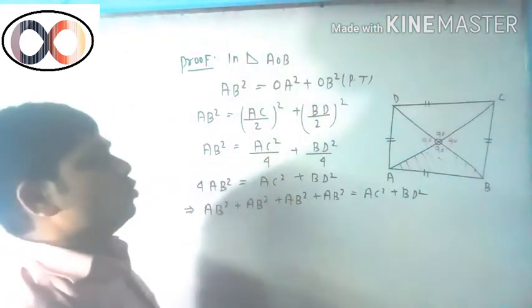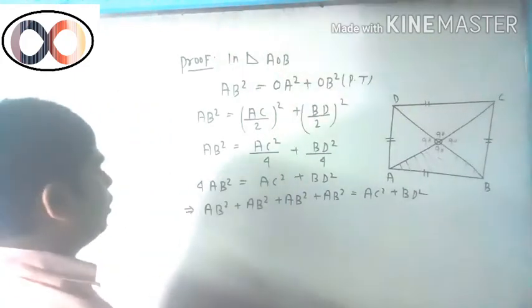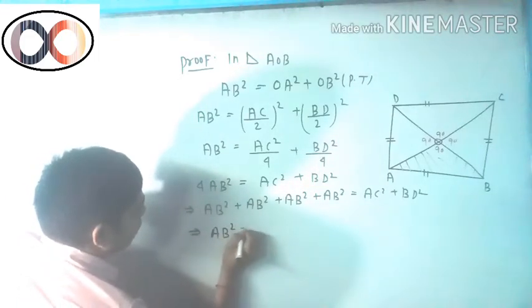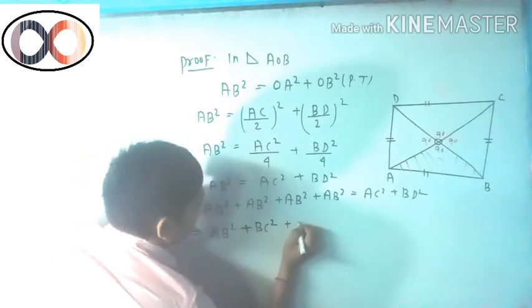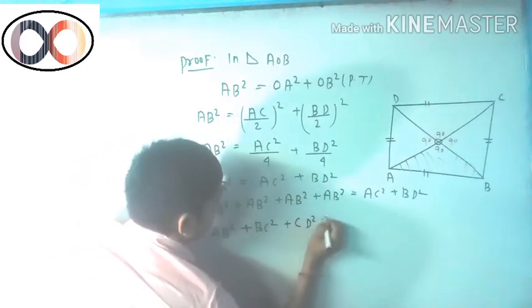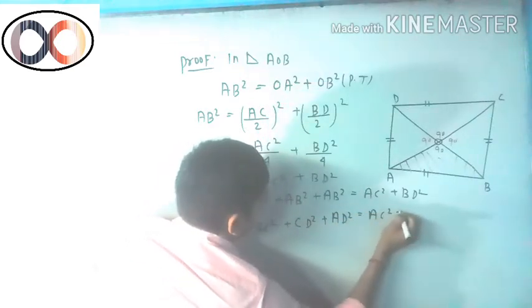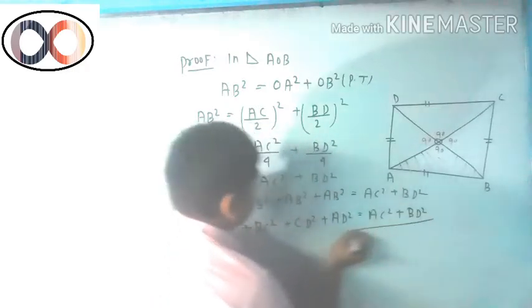So AB is equal to BC, and AB is also equal to CD. So AB is also equal to AD. So we can replace the value of AB square here. Because AB equals BC, and AB equals CD, and AB equals AD also. So students, here is AC square plus BD square.